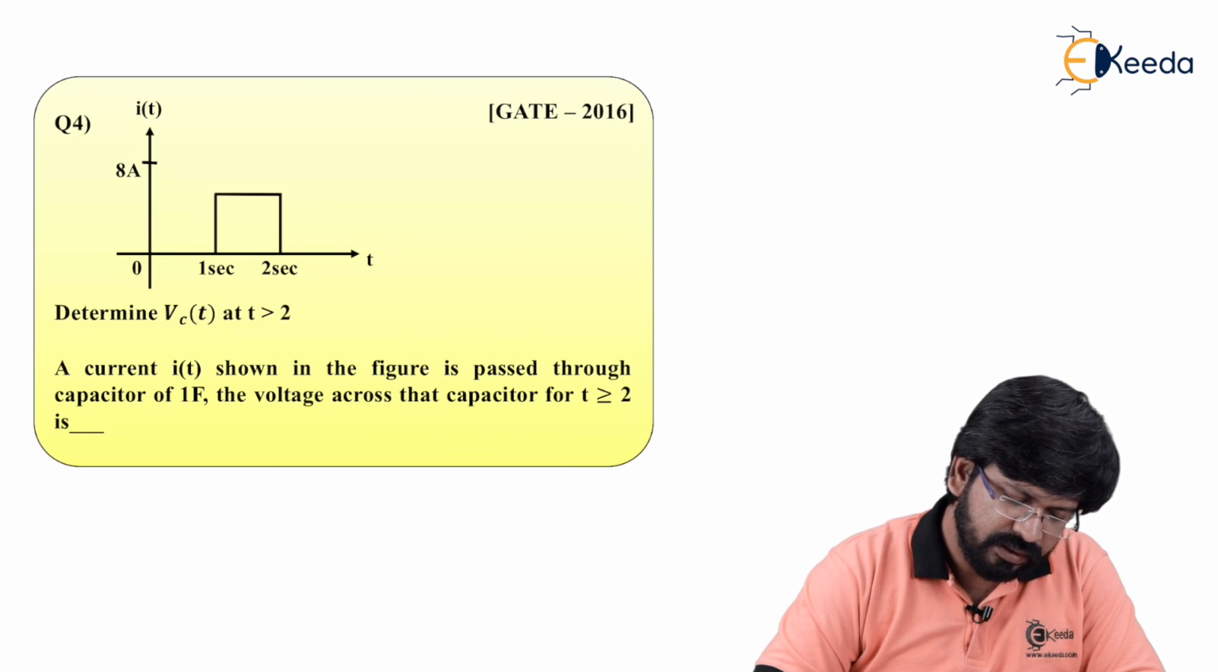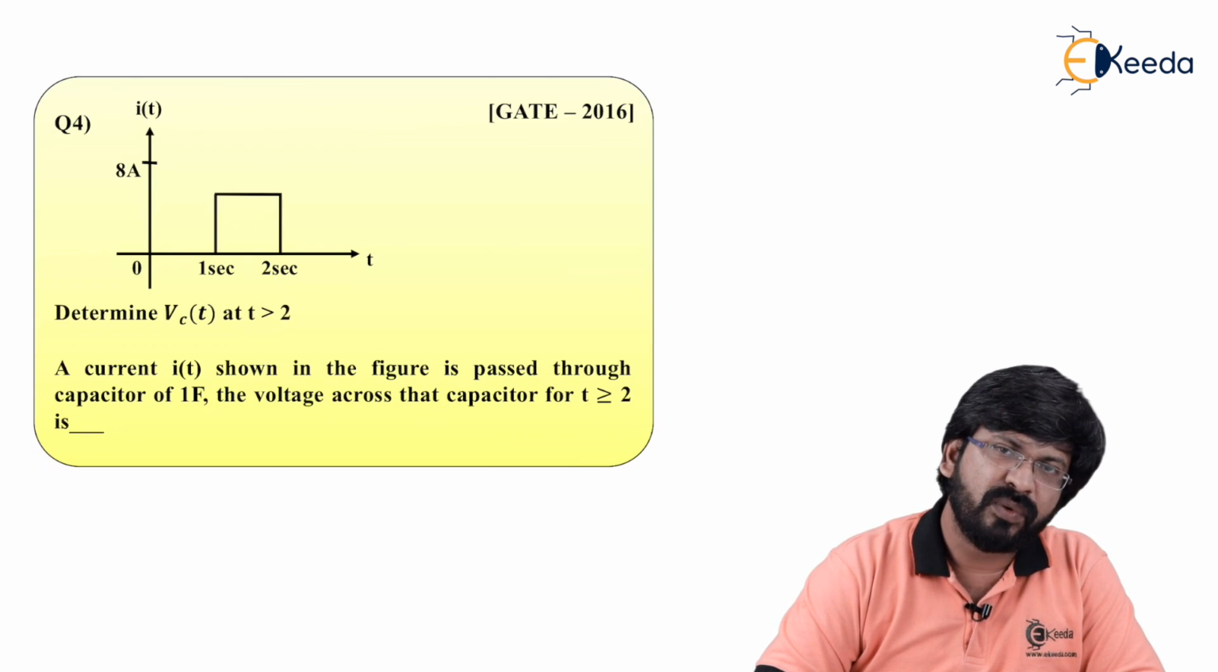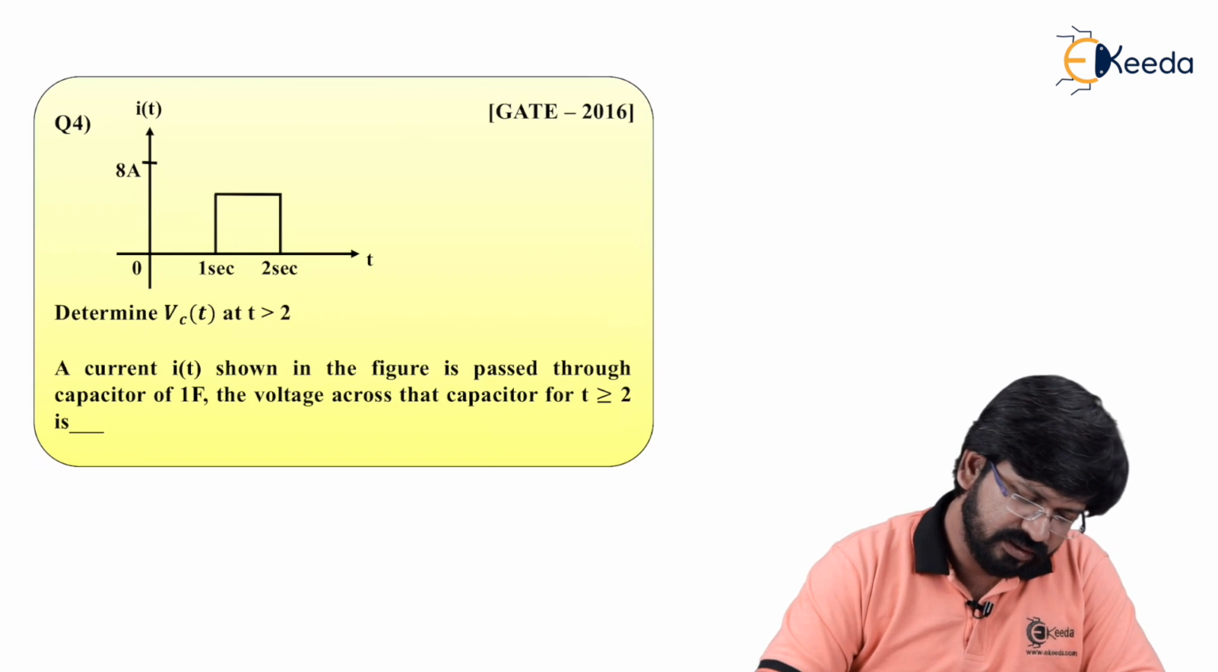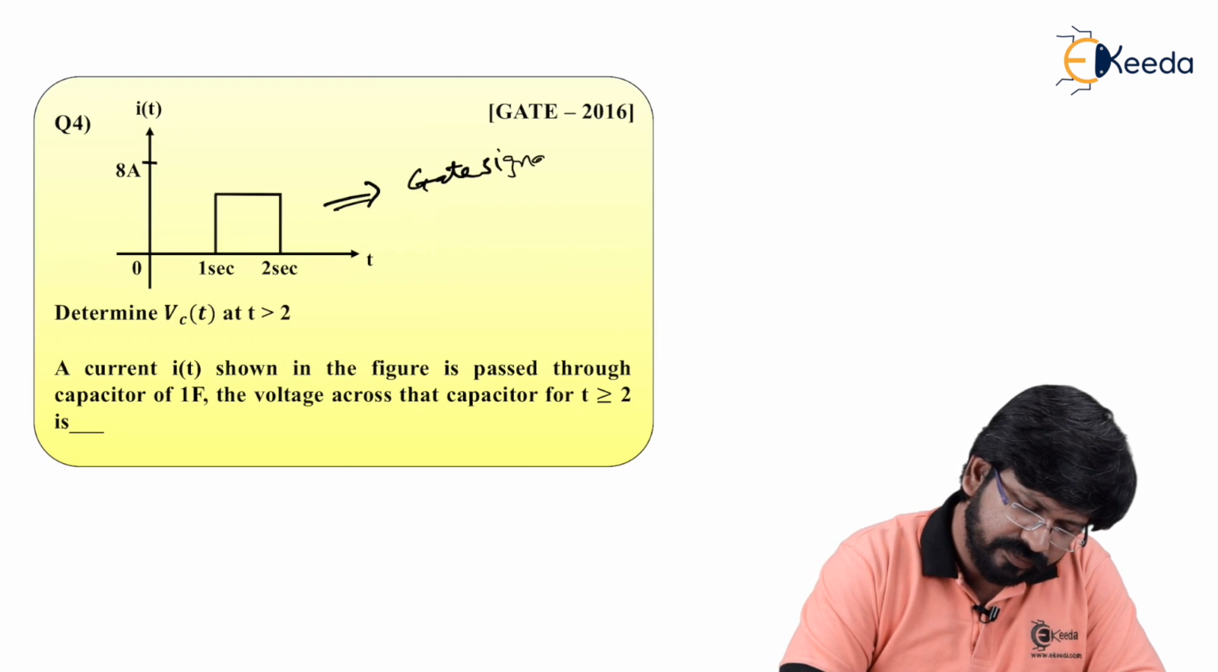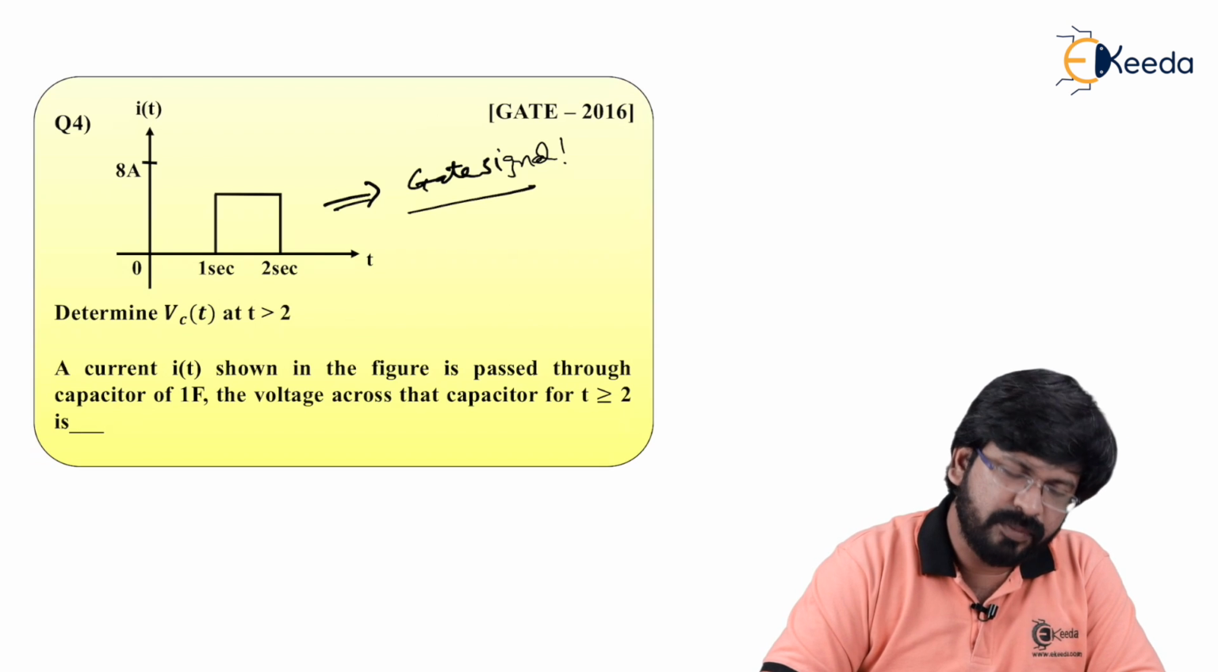It is equal to 8 ampere. After 2 second it is 0. Before 1 second it is 0. In signals and systems, this signal is called a gate signal. So it has a standard name. It is nothing but a gate signal. Fine. Let's read out the problem.